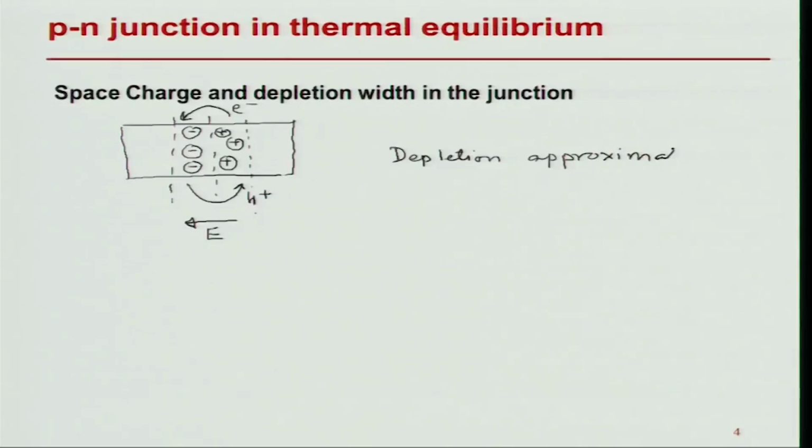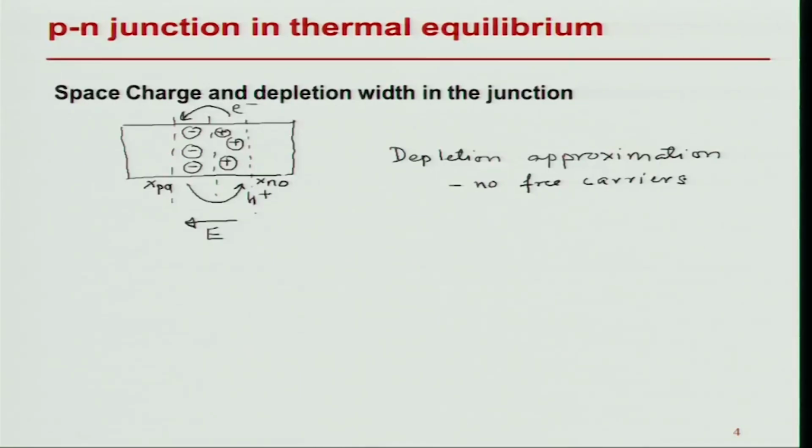And in this depletion approximation, I assume that there are no carriers in this depletion region. Let us say the depletion region extends up to x_n0 in the n type and x_p0 in the p type. In that case, the depletion approximation basically says that in the depletion region you have no free carriers, being electrons and holes.